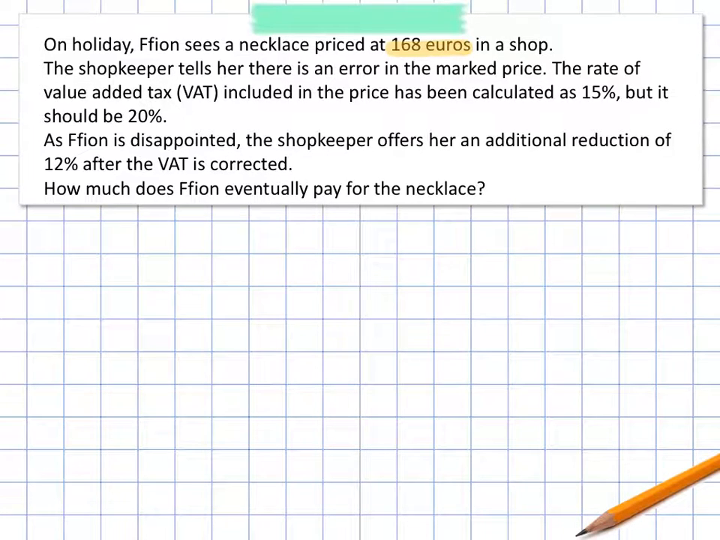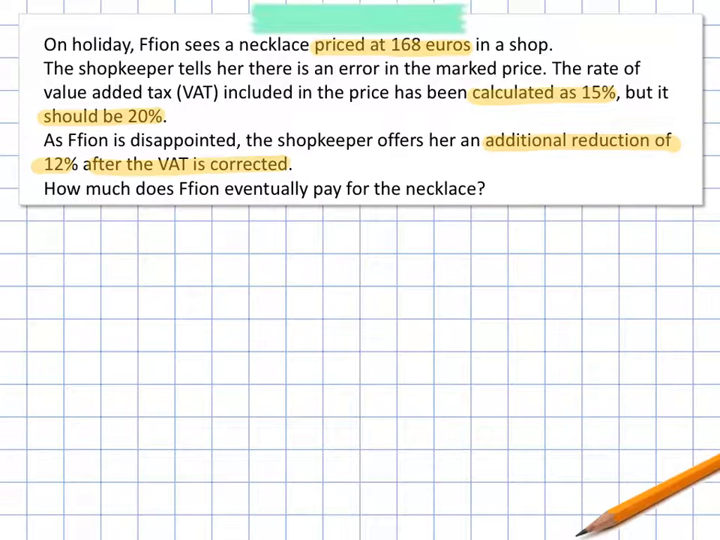So if we read it through carefully, it's priced at 168 euros. The shopkeeper tells us there's an error in the marked price, and the rate of VAT has been calculated at 15%, but it should be 20%. Okay, so it's actually less than it should be at the moment. The girl's obviously disappointed, so the shopkeeper offers her an additional reduction of 12%, but importantly, after the VAT is corrected. So we're going to have to correct the VAT first before we can apply that reduction.